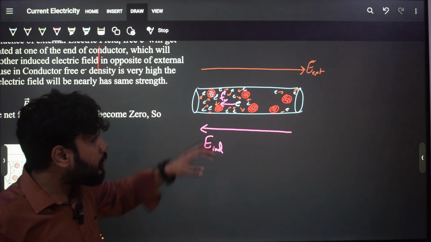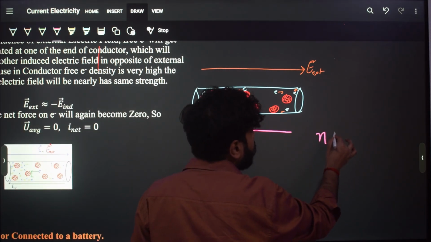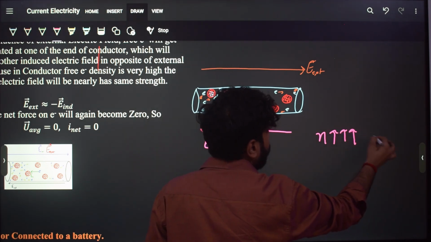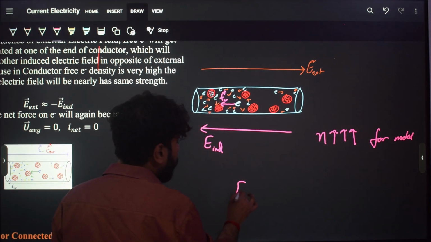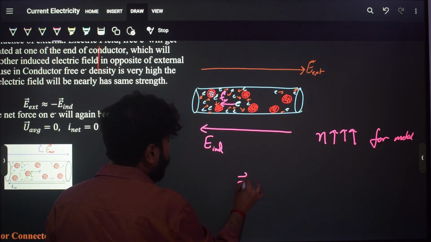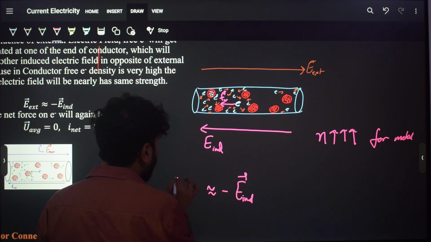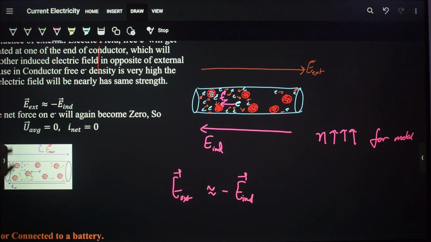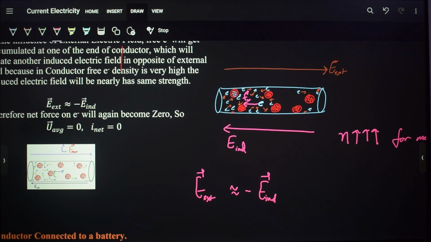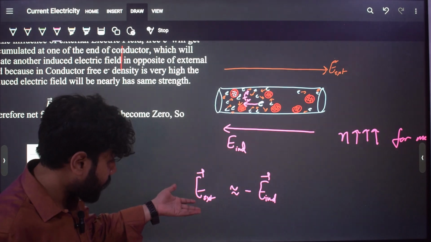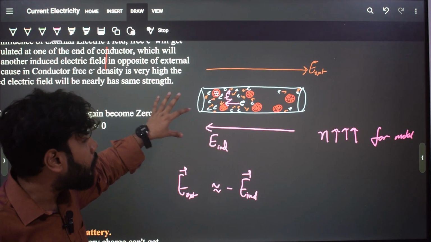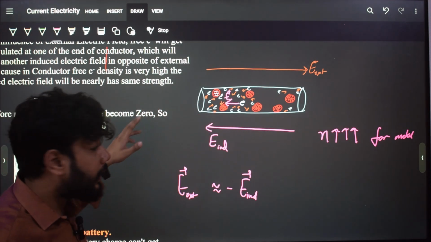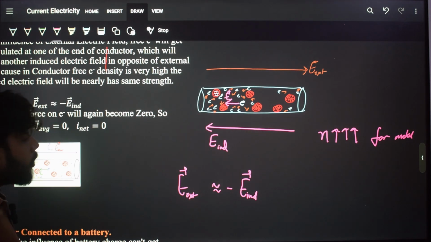Because the free electron density is so high for metal, the induced electric field will have nearly the same magnitude as the external electric field, right? Here we have mentioned it is going to have nearly the same magnitude. It is only true for a conductor, and that is one of the reasons why you cannot have metal as your dielectric.